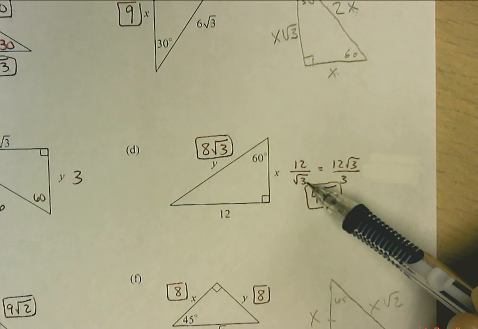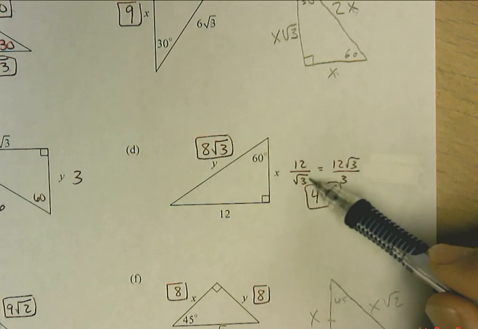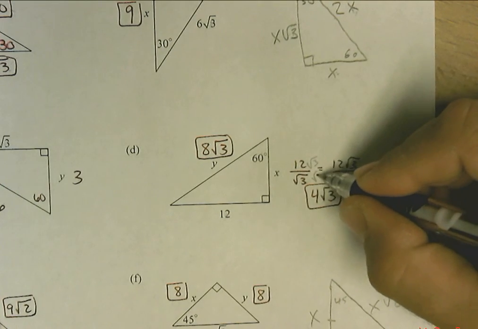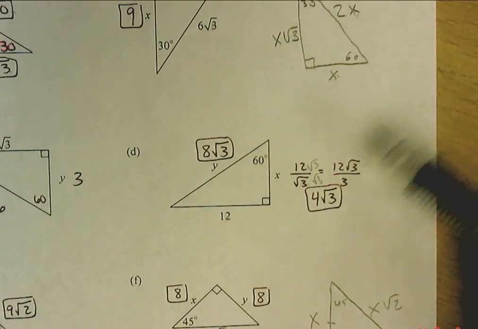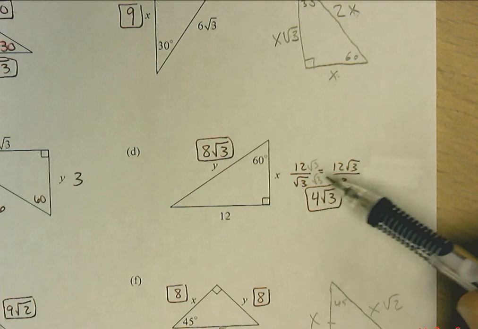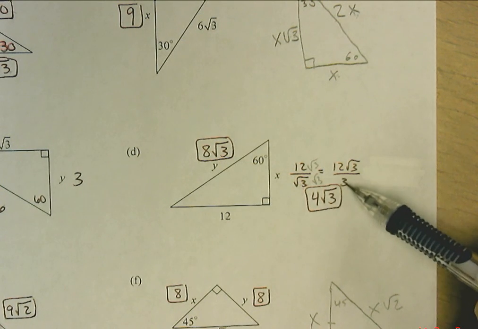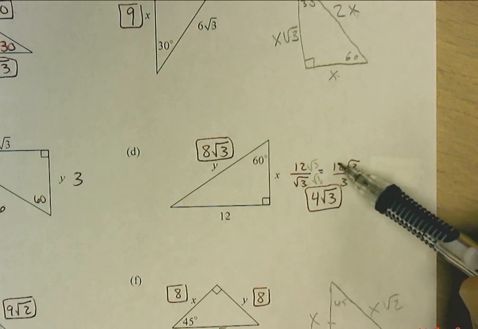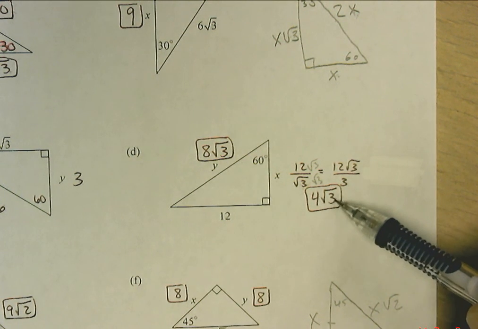So now I have the small side, but I can't leave the square root of 3 on the bottom, so I have to multiply by square root of 3 over the square root of 3, which is just 1. Square root of 3 times the square root of 3 gives me just 3, because that's the square root of 9, 3. And 12 square root of 3. 12 over 3 reduces to 4 times the square root of 3.